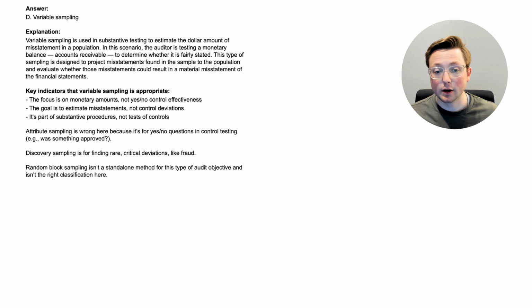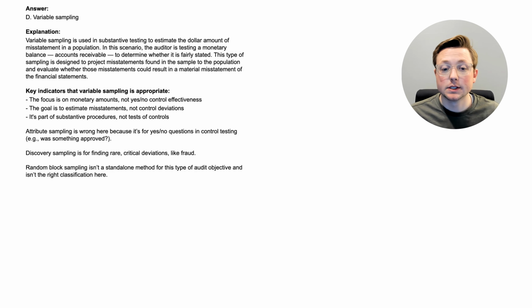Key indicators that variable sampling is appropriate. These are some key things you want to pay attention to, to know if you are probably going to use variable sampling. The focus is on monetary amounts. It's not a yes or no control effectiveness question. That would be attribute sampling most likely. And the goal is to estimate misstatements, not control deviations. So that's another clue that it's probably going to be variable sampling, not attribute sampling.